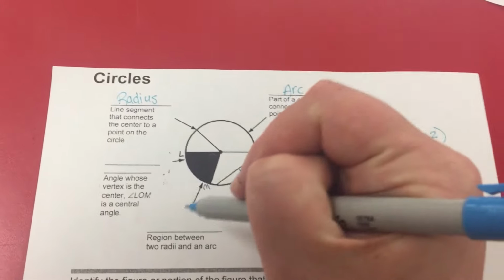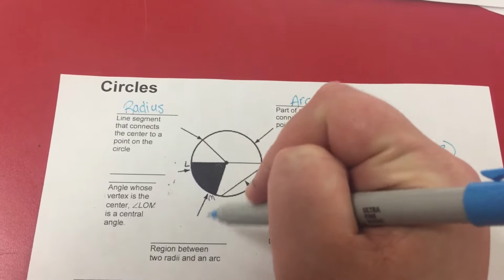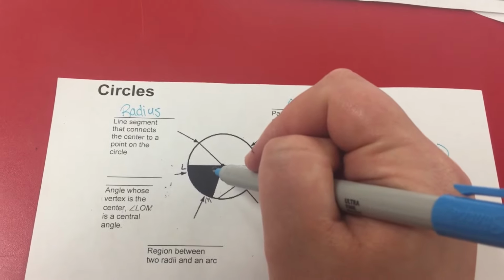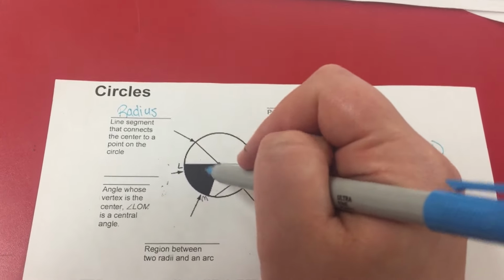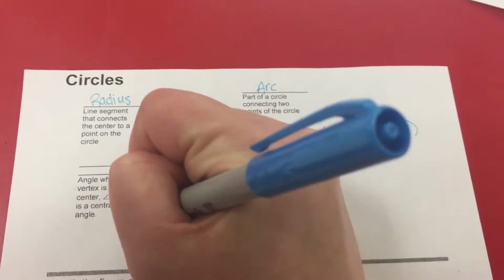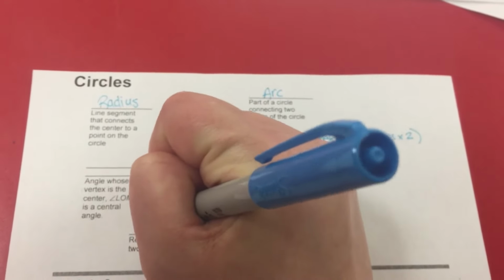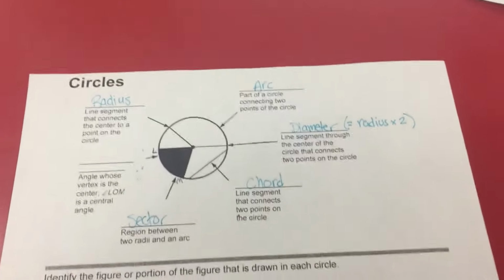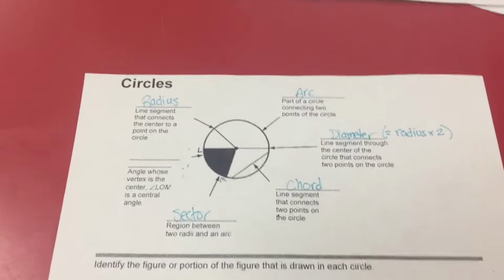Our next part is going to be a region between two radii and an arc. So like this blacked in region right here. That's going to be called a sector, kind of like a part of a circle, or a slice of the circle.